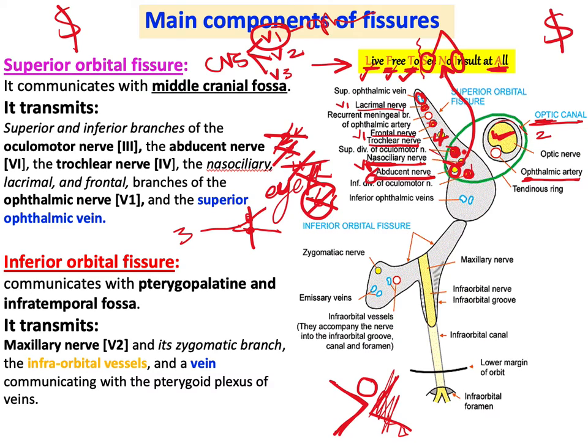Okay, that was about optic canal and superior orbital fissure. What about the inferior orbital fissure? Do you remember from the previous slide when I talked about V2, maxillary nerve, and the infraorbital groove here and the canal until you reach the infraorbital foramen outside? Yes, there is a maxillary nerve, as you see here, passed through the infraorbital groove, then infraorbital canal until it reaches infraorbital foramen outside. Where is that?